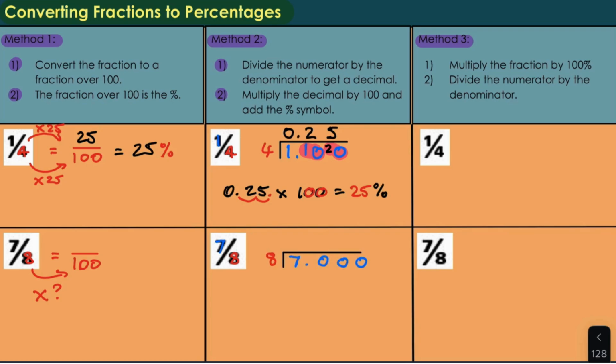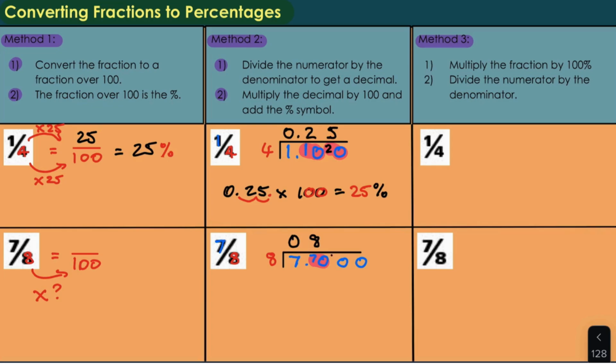Next question, 7/8. Our numerator is 7, our denominator is 8, and we use our bus shelter. How many 8's go into 7? 0. The remainder is 7. I carry it over to the next digit. That makes the number 70. How many 8's into 70? 8. 8 times 8 is 64.